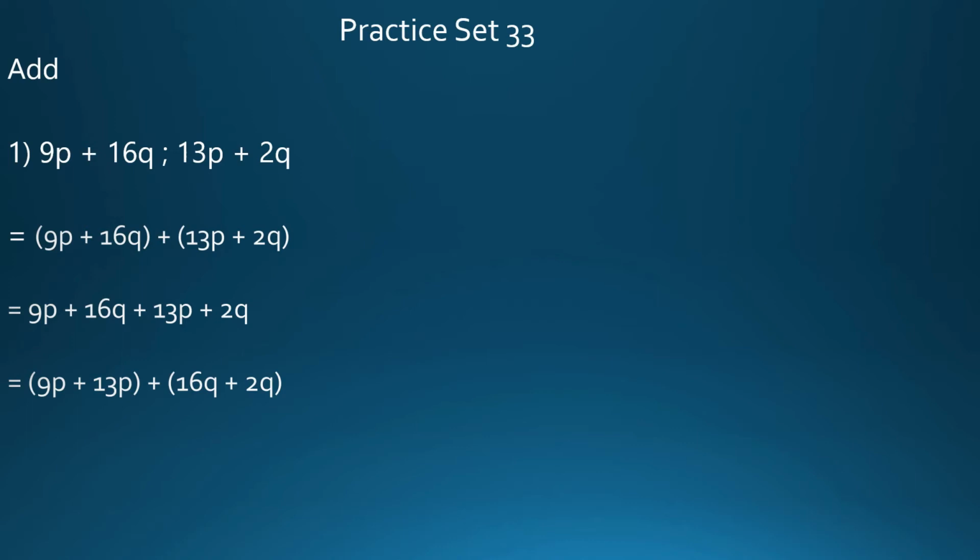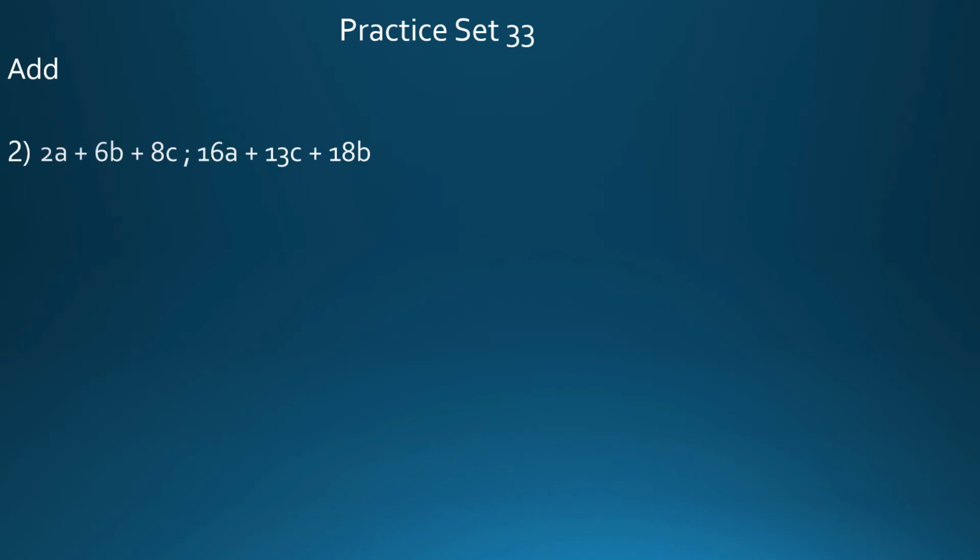So we will have 9p plus 13p plus 16q plus 2q. 9p plus 13p is 22p, plus 16q plus 2q is 18q. So the answer, when we add 9p plus 16q and 13p plus 2q, is 22p plus 18q.